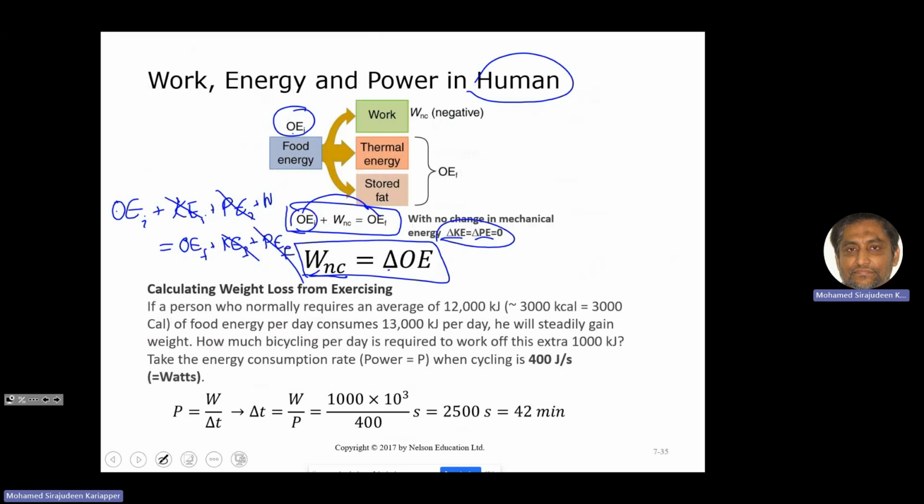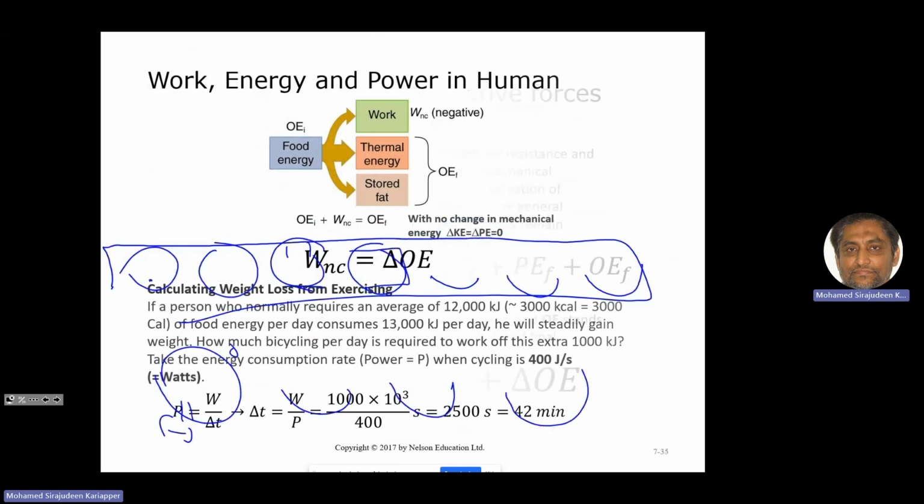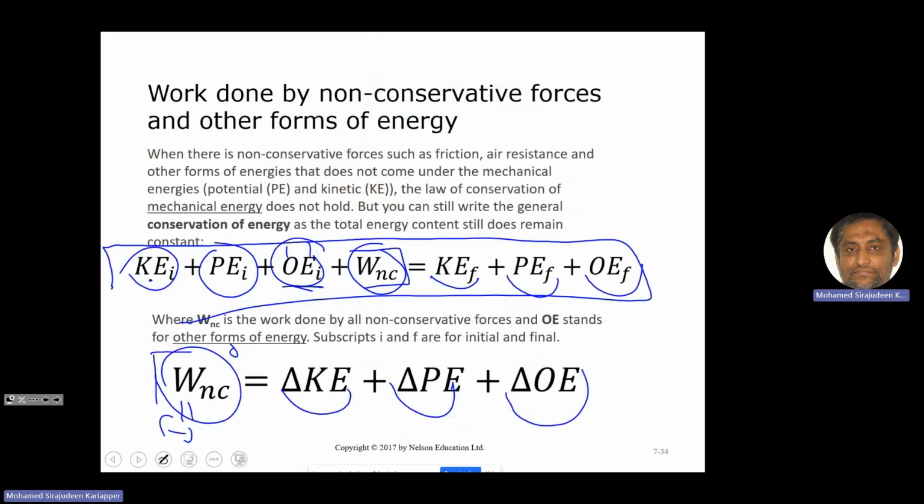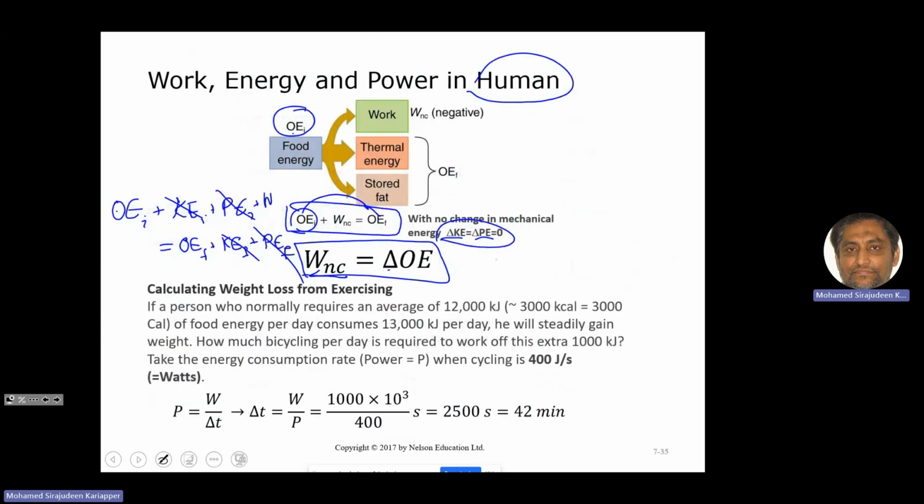That is when we are looking at a human being, who is, say, getting some energy from the food he ate, and is not moving. So the change in kinetic energy is zero, the change in potential energy is zero. Then the equation that we had, when you write it like this, this is zero, this is zero. That means we will get work done by non-conservative forces is equal to change in the other forms of energy.